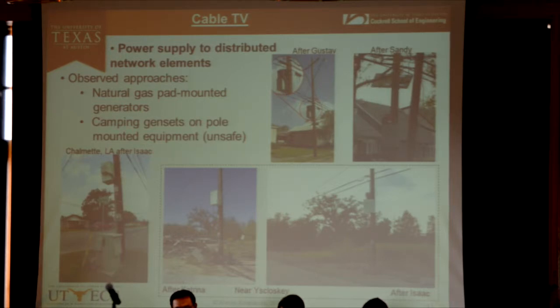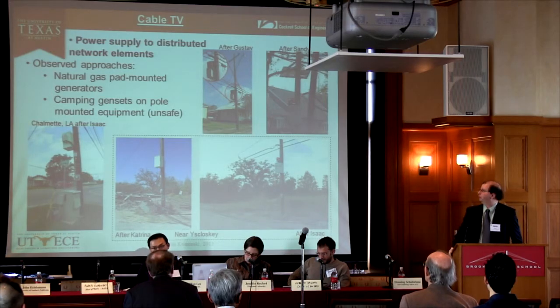After Katrina, and then after Isaac here, the generator on the ground was damaged. So after Isaac, they needed to do what they do everywhere, which is to put the generator on top of the equipment on the pole. That's a very unsafe condition. You see that everywhere.